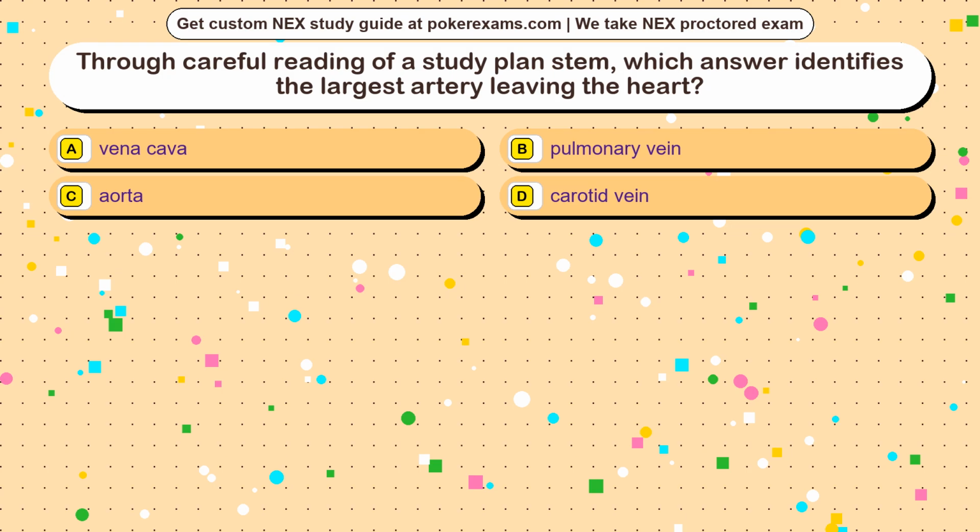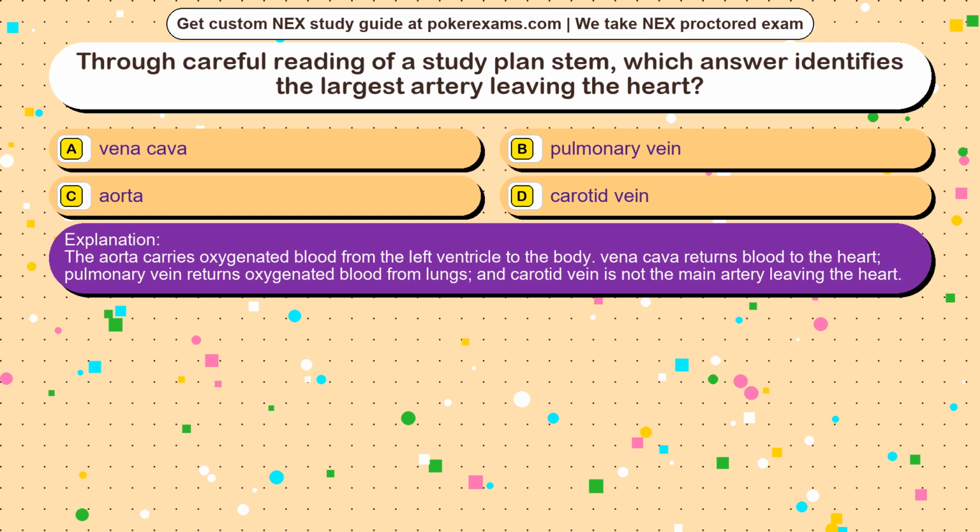The correct answer is option. The aorta carries oxygenated blood from the left ventricle to the body. Vena cava returns blood to the heart, pulmonary vein returns oxygenated blood from lungs, and carotid vein is not the main artery leaving the heart.